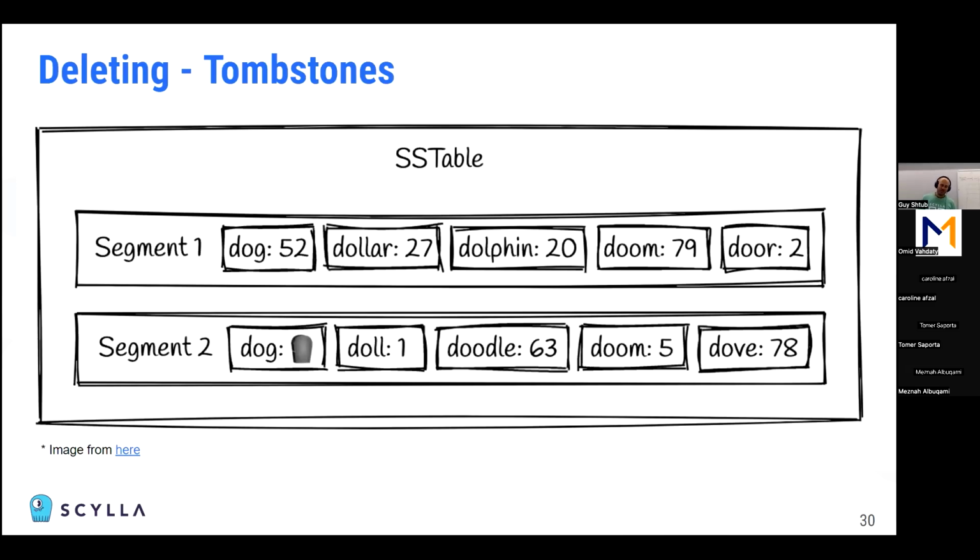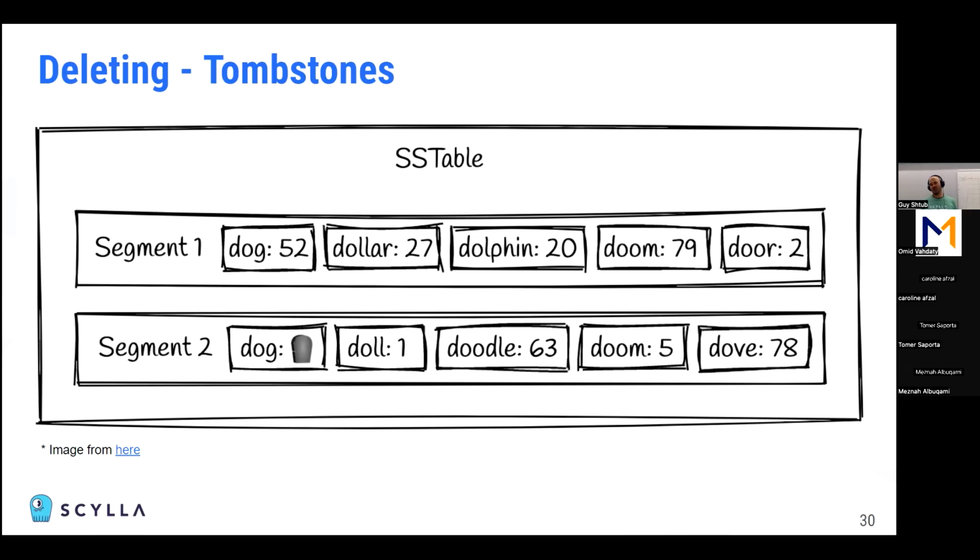And that begs the question, what happens when we delete data, right? So I said our data is immutable. Once data is written, we cannot touch it, we cannot erase it. So what happens when we want to delete data? The way that it works is by using something called tombstones.